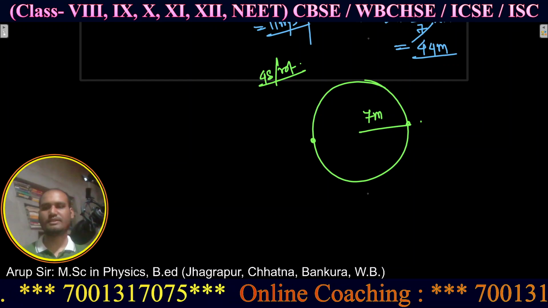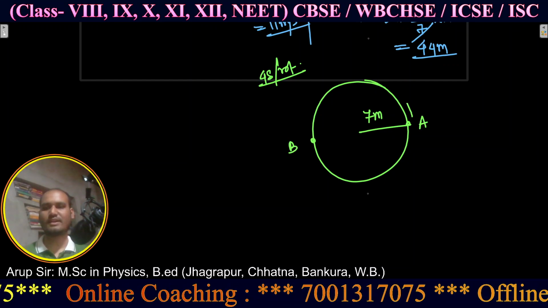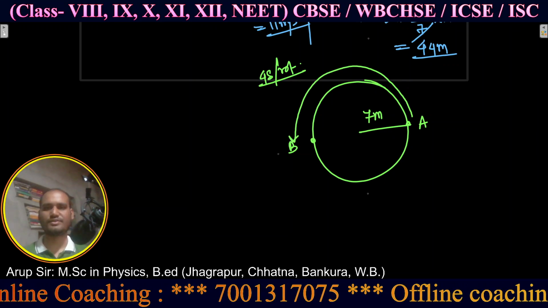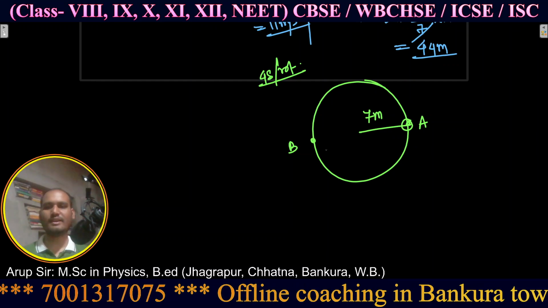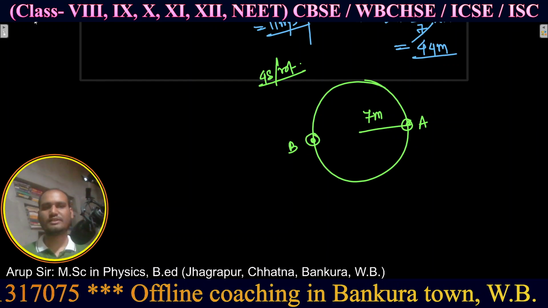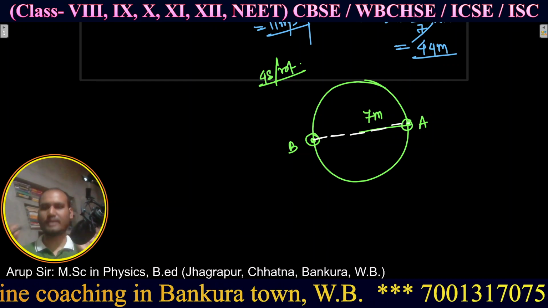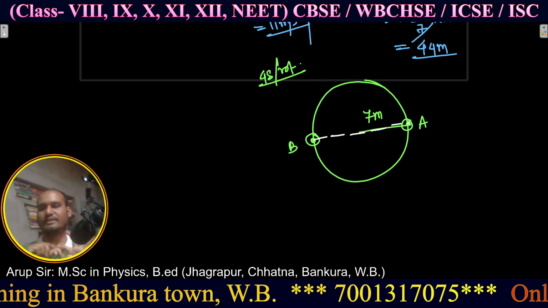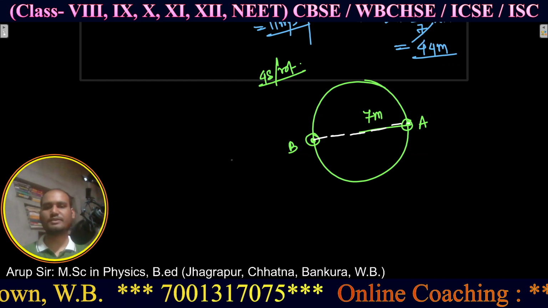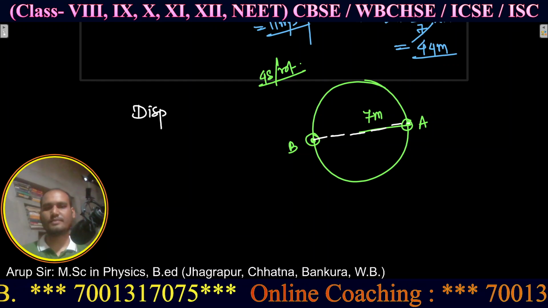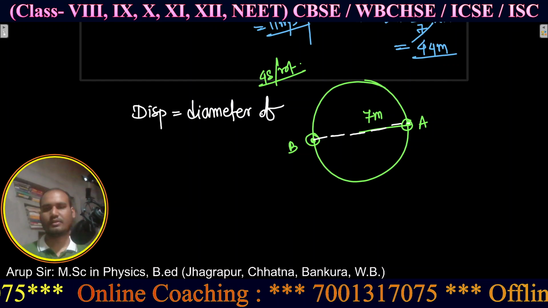How can you calculate it? Let's take from A to B, which means it is going a half rotation. Half rotation means it starts from A and goes to B, just up to this. So what about the initial point? The initial point is the starting point A and the final point is B. The separation between the initial and final points is this one. If you connect them, you will get a straight line, and that straight line is the displacement. So displacement is the diameter of the circle. For this case, displacement is equal to the diameter of the circle.